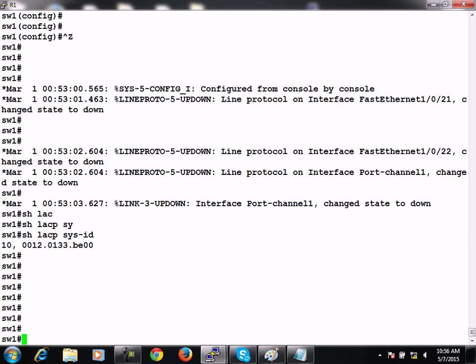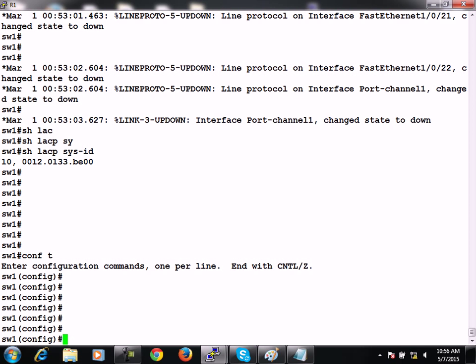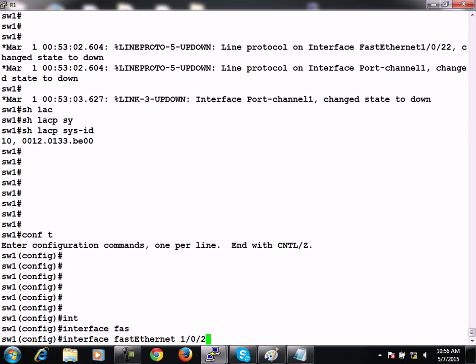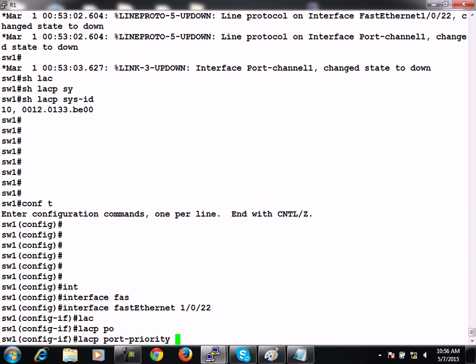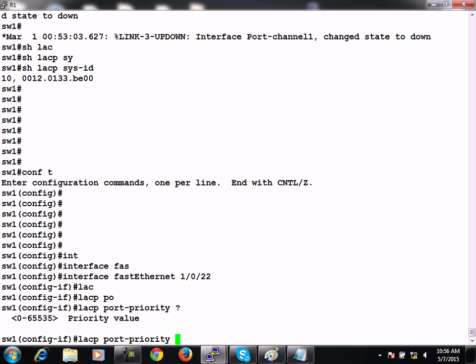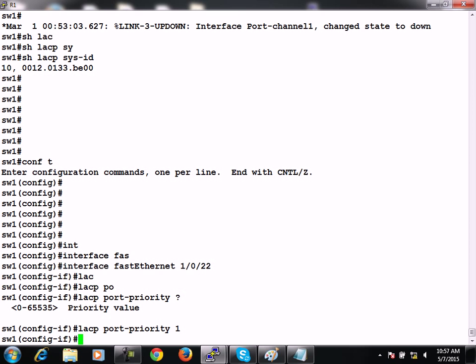And then after, if you want to change any port priority as well, LACP port priority, then first of all you will be required to move under interface mode. Interface FastEthernet 1/0/22 or 21, wherever you want to go, right? And then after you can change its port priority. To change its port priority, the command will be LACP port priority, and then it can be configured in between 0 and 65535. Lower will always be preferred. So you can configure like 1 here.